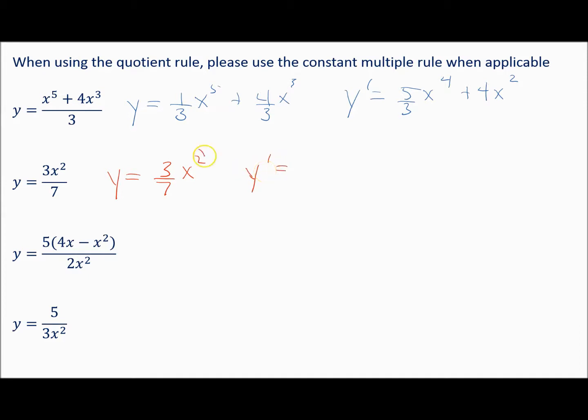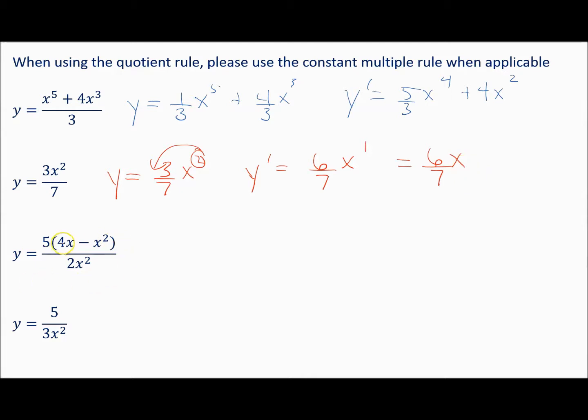That's equal to, I'm going to multiply the 2 in front. So that's 2 over 1, right? So 2 times 3 is 6/7 x, and now that's to the first power, and that's better written as just 6/7 x, or 6x over 7. That's right also.